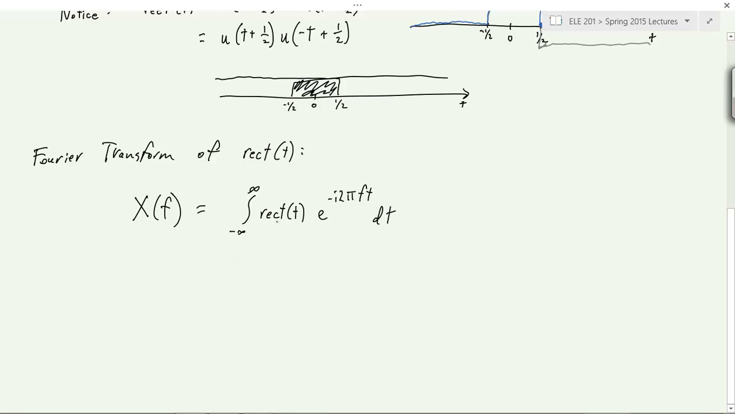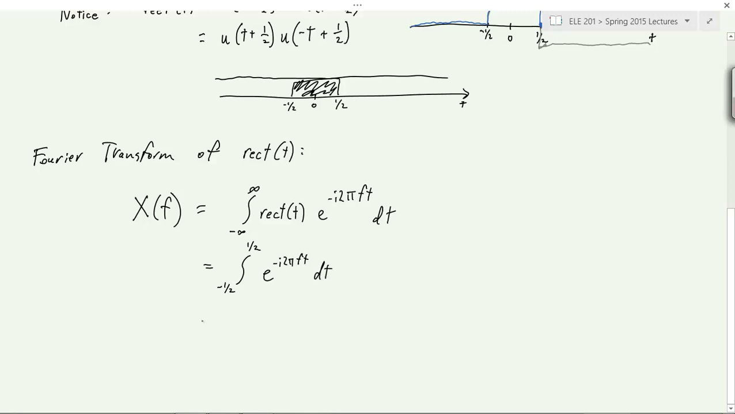Let's do this calculation. Notice that rect, how do we integrate something with a rect times something else? Well, rect is a nice function. It's just 1 in some interval and 0 outside that interval. So to incorporate that into the integral, all that does is change the limits of integration to negative a half to a half, because this function inside is 0 everywhere outside that interval. And inside that interval, it's e to the negative i 2 pi f t. So now we're getting to functions that we're used to integrating.